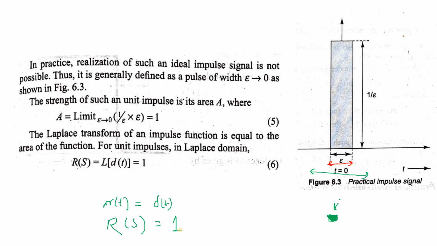So that means whenever you are checking the stability of any system, you will check in the S domain. If you are checking in the S domain, then if the input is 1, your signal is 1, that is a test signal. That means you are giving impulse as a test signal, or impulse function as a test signal.